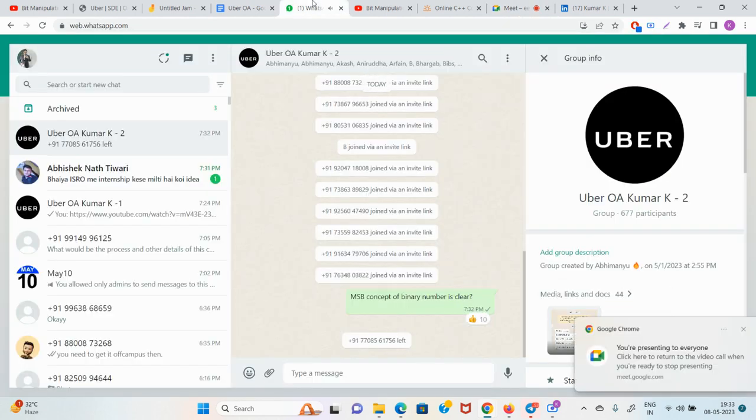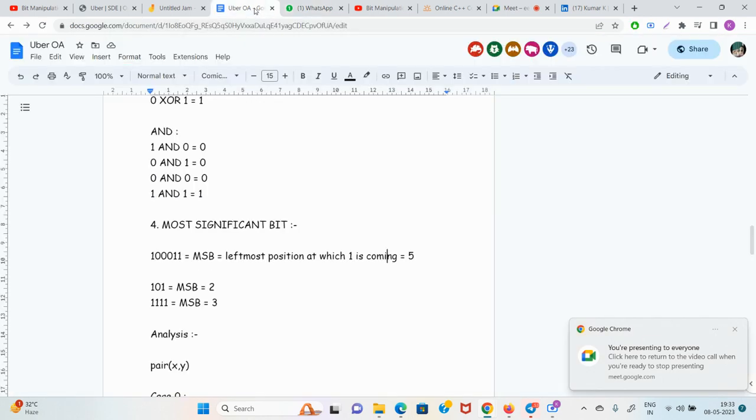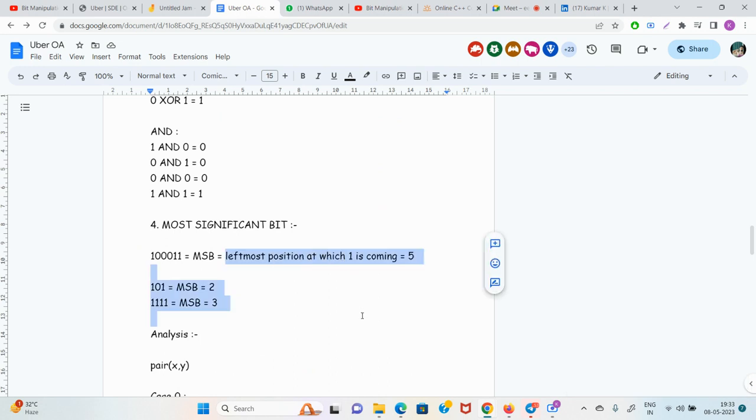Yeah, thank you. So, as the MSB concept of binary number is clear to everyone, okay? MSB concept means the leftmost position at which the one is coming. Thank you so much.